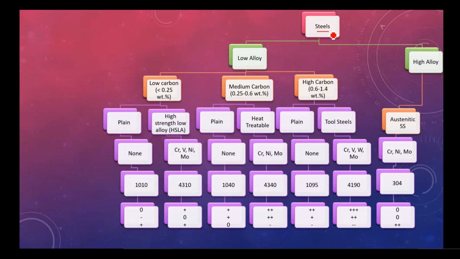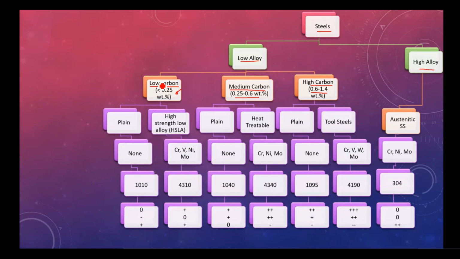You refer to steels as low alloy steels and high alloy steels. For the moment, you don't worry about high alloy steels. Within the low alloy steels, based on the amount of carbon, you can refer to steel as low carbon steels, medium carbon steels, and high carbon steels. If you have less than 0.25% of carbon, you call it low carbon. If you have in the range of 0.25 to 0.6%, you call it medium carbon. And if you have 0.6 to 1.4% of carbon in a steel, you refer to it as high carbon steel.